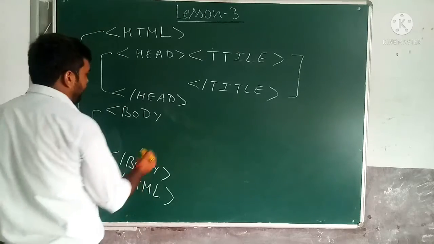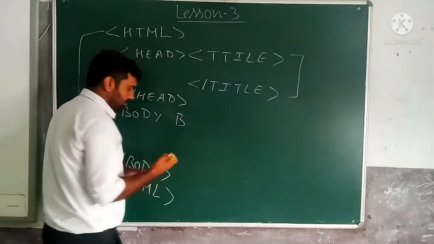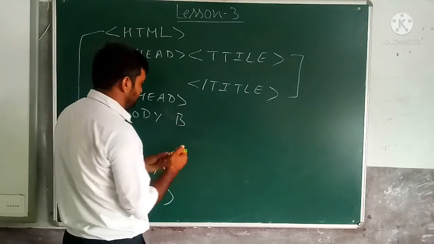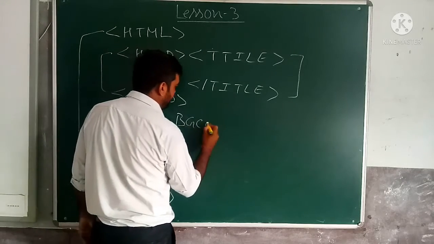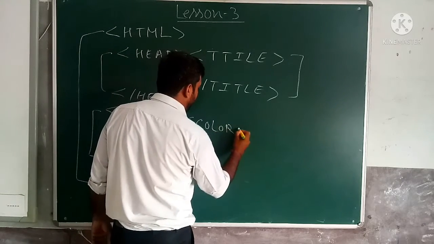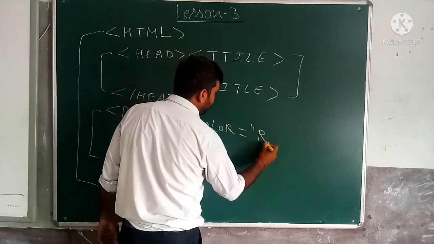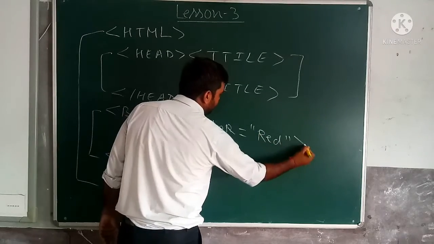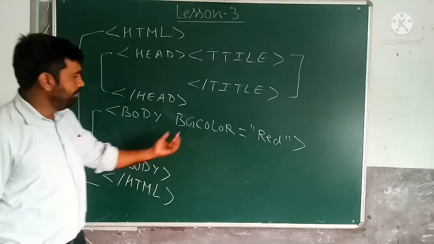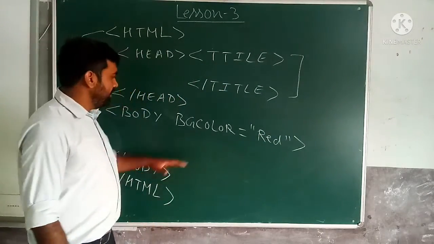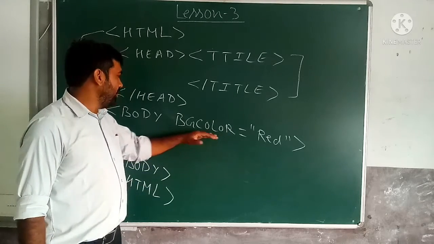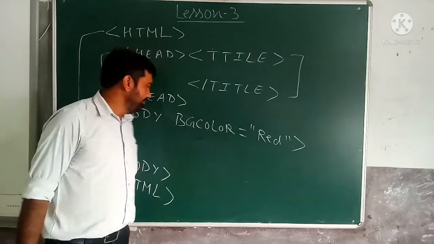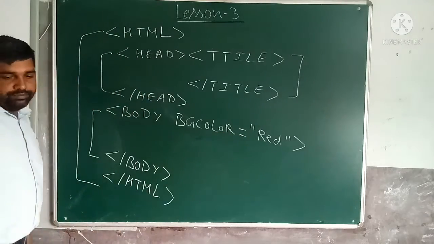Inside the opening tag, here we write bgcolor. So the background color will be set, and here I am writing the value of the attribute. So this is the attribute. Bgcolor is background color. This attribute will set the background color of the web page to red.